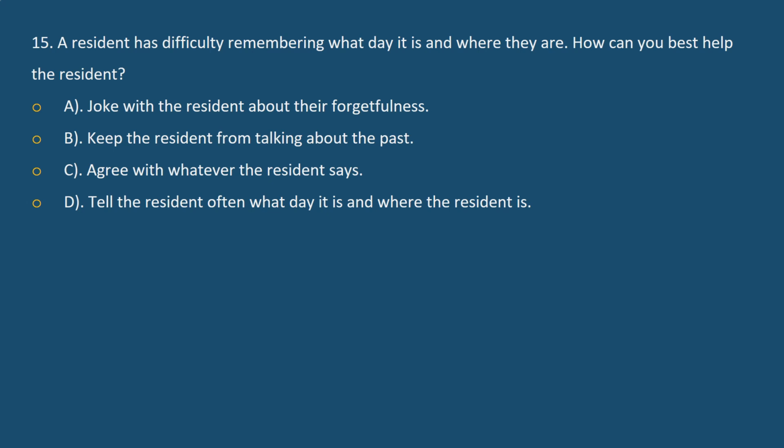Question 15. A resident has difficulty remembering what day it is and where they are. How can you best help the resident? A. Joke with the resident about their forgetfulness. B. Keep the resident from talking about the past. C. Agree with whatever the resident says. D. Tell the resident often what day it is and where the resident is.